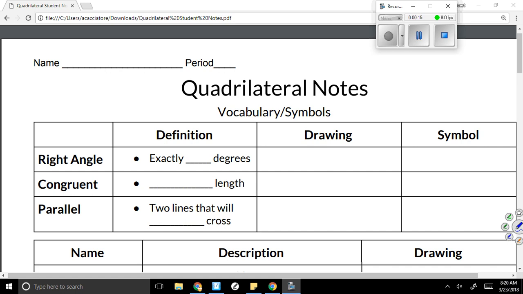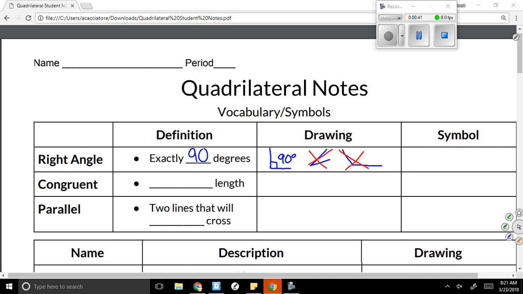A lot of us know this from elementary school. Right angles have exactly 90 degrees. So go ahead and fill in that blank. So that means that that angle has to be a perfect corner, 90 degrees. You can't have something too little, and you can't have something too big. So I'm going to go ahead and X those out. Those are non-examples.